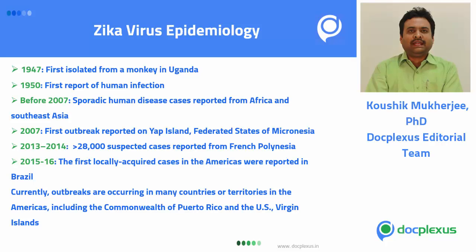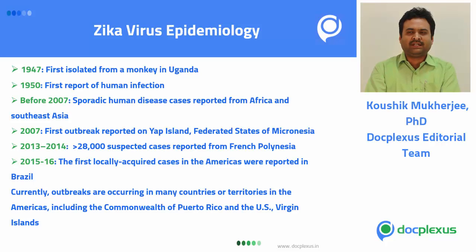Let us look at the epidemiology of this virus. This virus is nothing new. It was first identified in 1947 in Uganda. In 1950, the first report of human infection came. After that, no cases were reported. It was all quiet on the Western Front. In 2007, the first outbreak was reported in Yap Island. In 2013 and 14, again, 28,000 suspected cases were reported from French Polynesia.